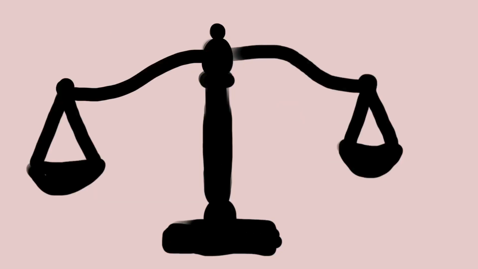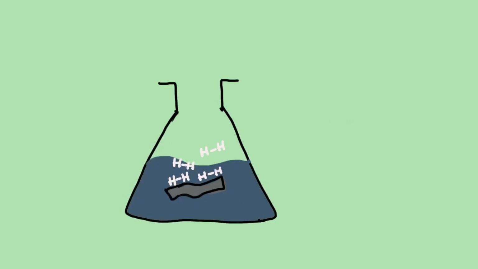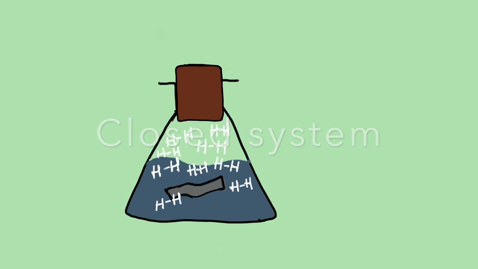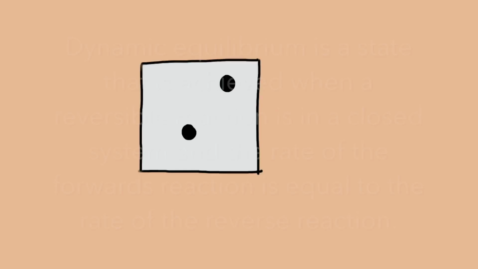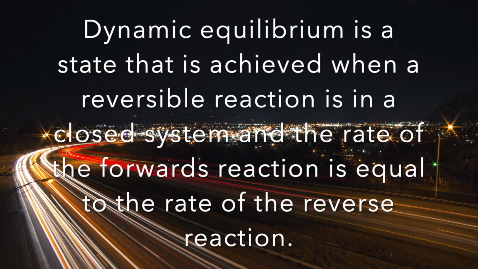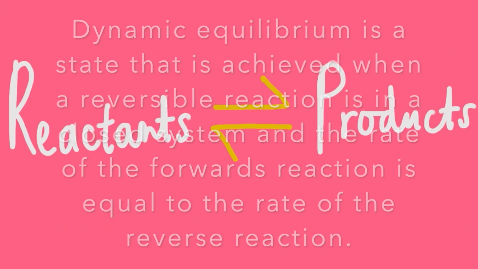You can think about reversible reactions a bit like a scale. The amounts of products and reactants being produced are constantly fluctuating, but in nature things like to be balanced. This balance can only be achieved if the chemical reaction occurs in a closed system, where new reactants cannot enter and products cannot leave. A state known as dynamic equilibrium is achieved when reactants and products are placed in a closed system and the rate of the forwards reaction, going from reactants to products, is equal to the rate of the backwards reaction, going from products to reactants.